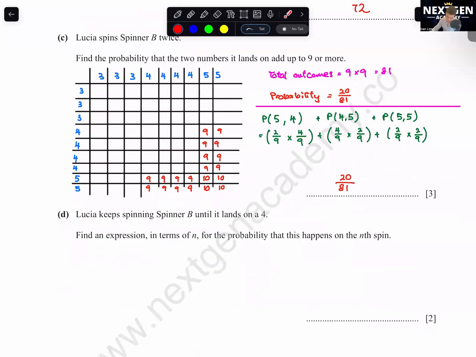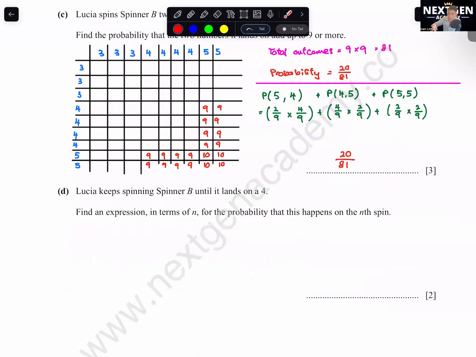Okay, question D. Lucia keeps spinning spinner B until it lands on a 4. Find an expression in terms of n for the probability that this happens on the nth spin. How do we do this? Okay, so you need to spin until the nth time it lands on a 4. So what is the probability that you get not 4? Probability of not 4 is 5/9. Probability of getting 4 is 4/9, right?